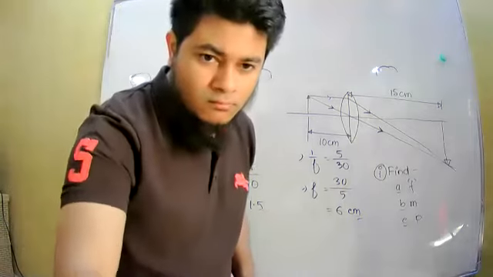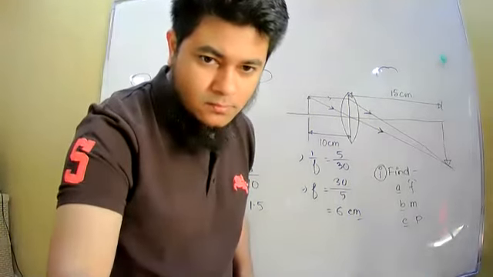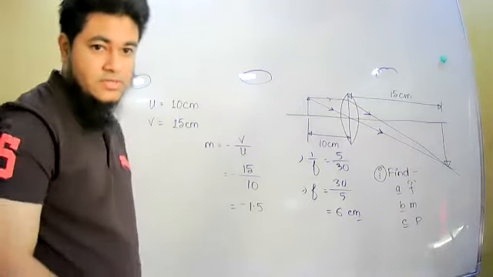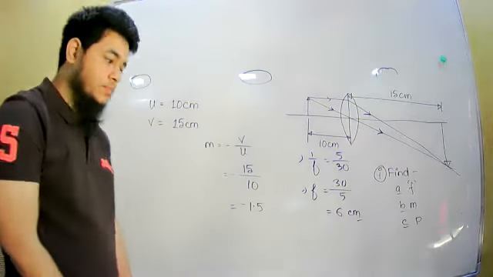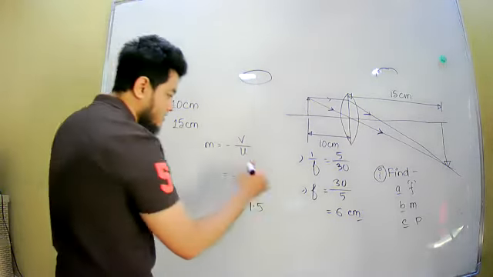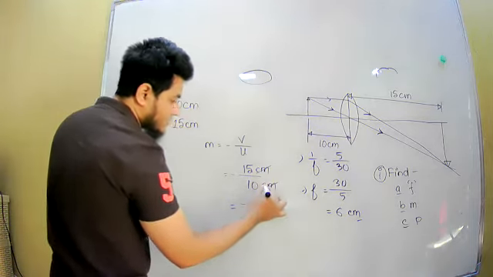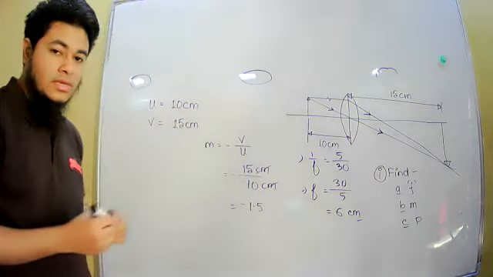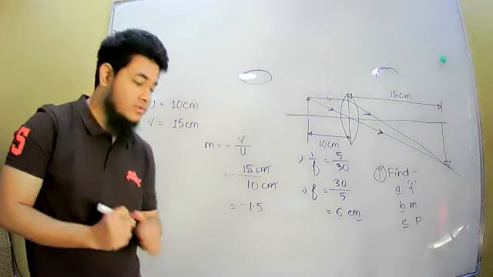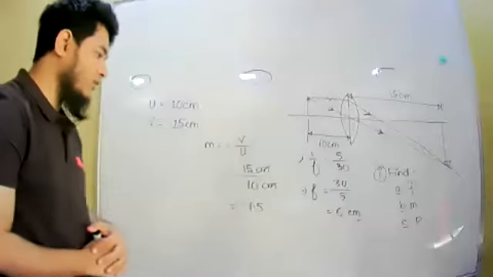Sir, we don't remember. Magnification does not have any unit. Why it does not have any unit? Because it is 15 centimeter, it is also 10 centimeter. Centimeter, centimeter, they cancel each other, and it is unitless. Only it is a value minus 1.5.